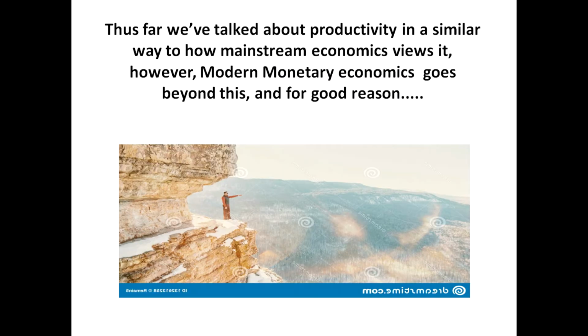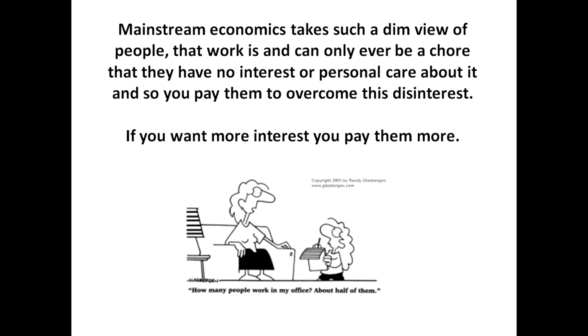So modern monetary economics' view of productivity is a bit larger and more diverse than the academic definitions associated with mainstream economics. People are a large factor in the modern monetary economics version of events, and it differs somewhat to the mainstream view, so it's worth taking a quick look at both versions. Mainstream economics takes a dim view of people, that they are basically anti-work, and that this sentiment never changes and is only ever overcome by offering an incentive that offsets this. That offset is the pay they receive. If you want more interest and motivation towards their work, you pay them more.